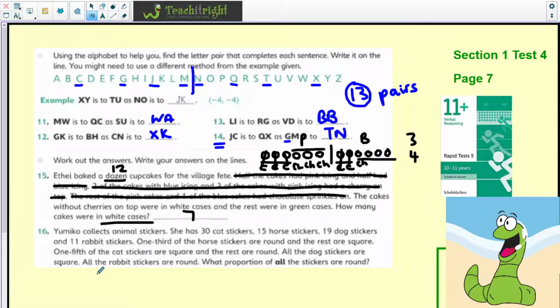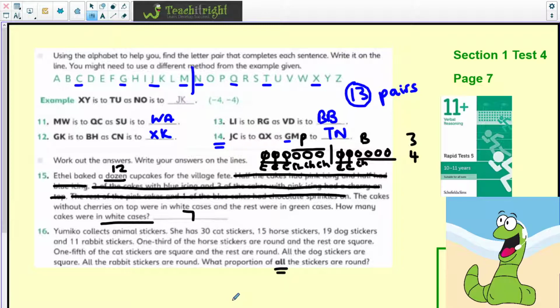Yumiko collects animal stickers. She has 30 cat stickers, 15 horse stickers, 19 dog stickers, and 11 rabbit stickers. 1/3 of the horse stickers are round and the rest are square. 1/5 of the cat stickers are square and the rest are round. All the dog stickers are square. All the rabbit stickers are round. What proportion of all the stickers are round?